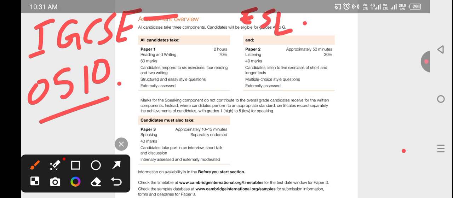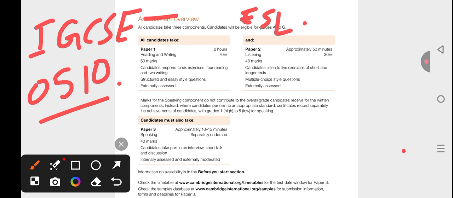Okay, let me tell you why I have written the word ESL. It's an abbreviation for English as a Second Language. So this course is meant for all the South Asian, South African students who have English not as a native language, rather as an L2, that we say second language. Okay, in this video inshallah we will be looking at all the three papers one by one.